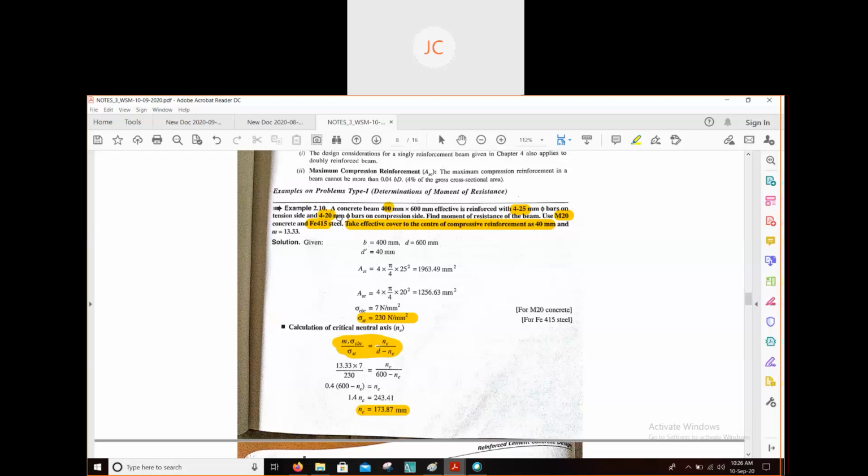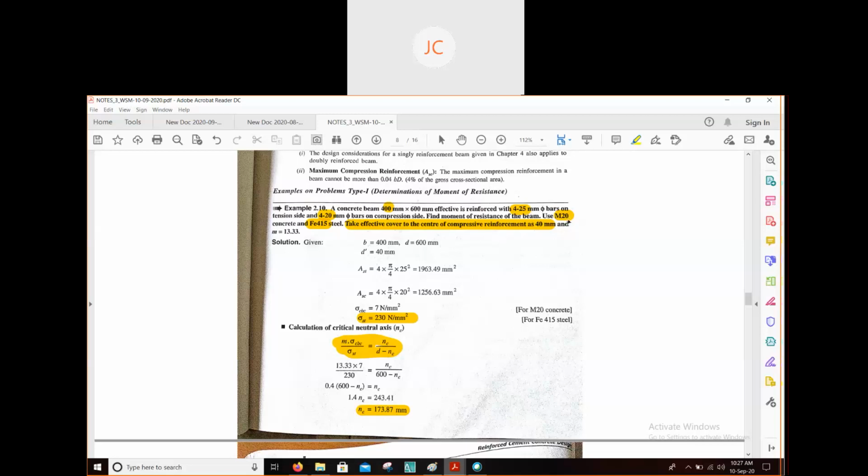Here you write 3 bars of 20 mm diameter in the compression side. And the remaining part is same. The dimension of the section is 300 by 500. Tension side 4 into 20 mm diameter bars, and in compression side, 3 bars of 20 mm diameter. Find the moment of resistance of the beam.